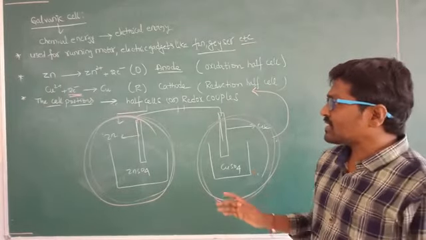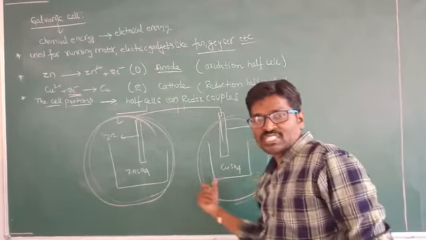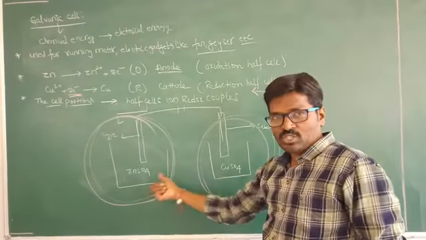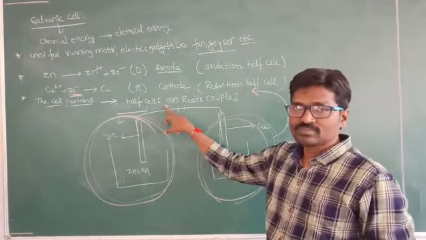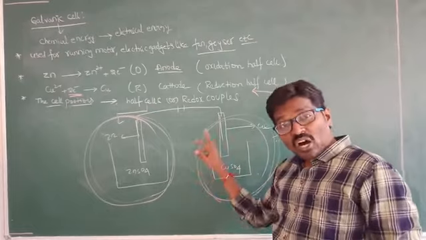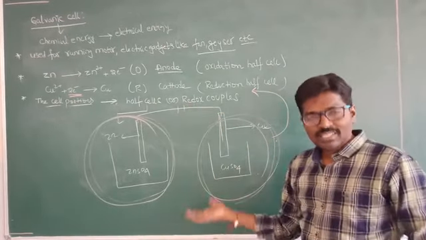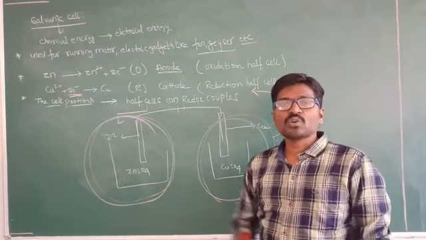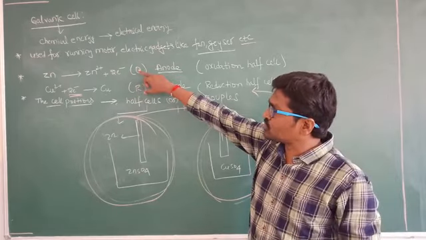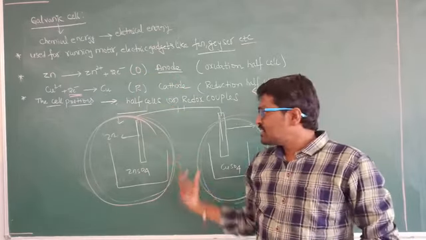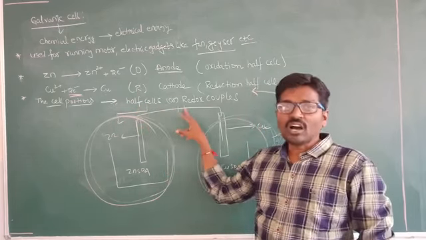Whatever cell portions we have taken in the galvanic cell, two cell portions are there. This is the first portion and this is the second portion. Now those cell portions are called half cells, or they are also called redox couples. Why are they called redox couples? Because in these galvanic cells we observe redox reactions. What are redox reactions? The reactions in which we observe both oxidation and reduction. That's why these cell portions are called half cells or redox couples.